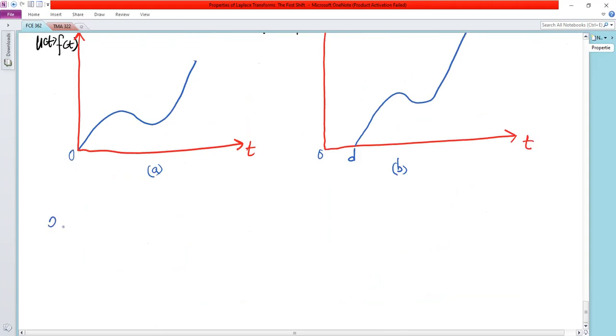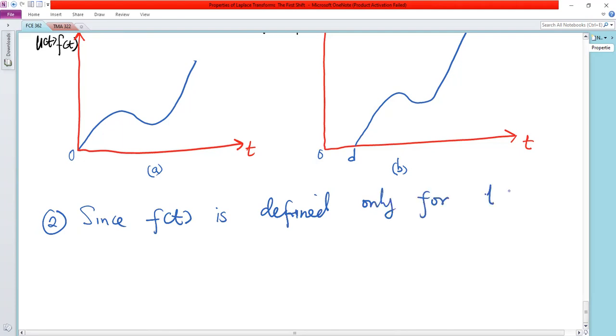Now, another thing to note is that since f of t is defined only for t greater than 0, then f of t minus d equals 0 for t less than d. So whenever this value here is less than 0, then the value of the function will be taken to be 0.